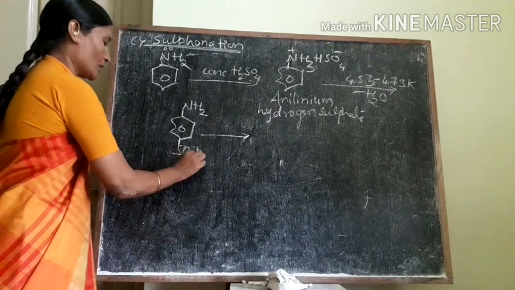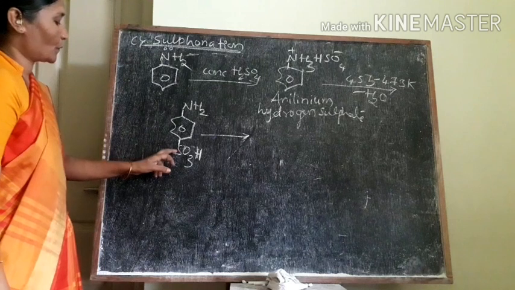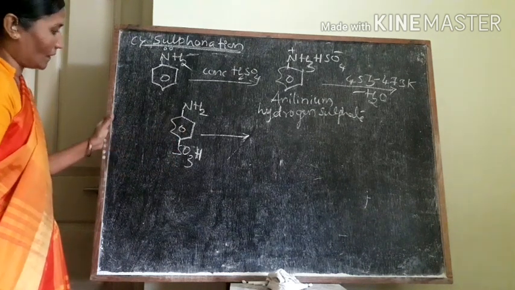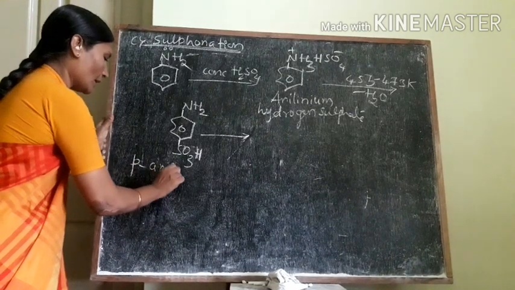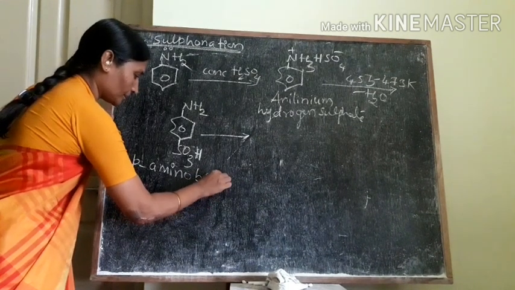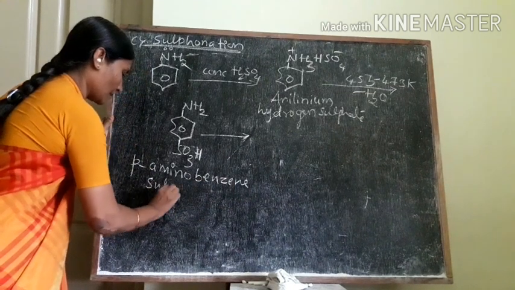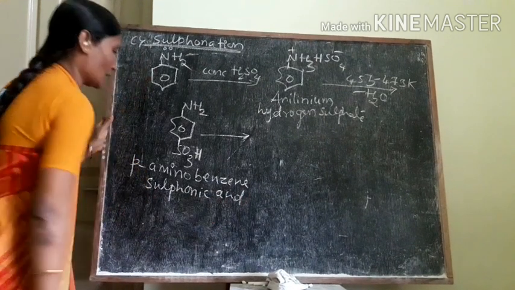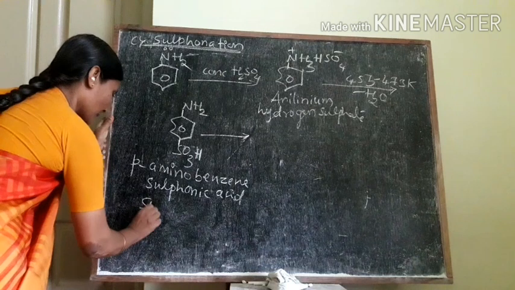Now this compound is known as, respective to this position, para amino benzene sulfonic acid. Para amino benzene sulfonic acid, or it is generally known as sulfonic acid.